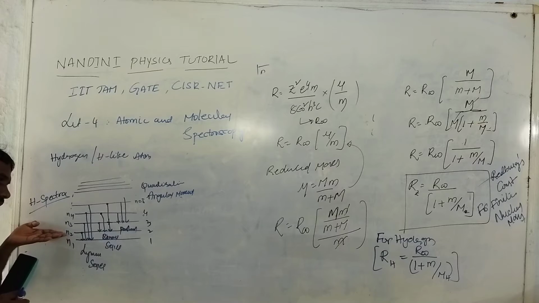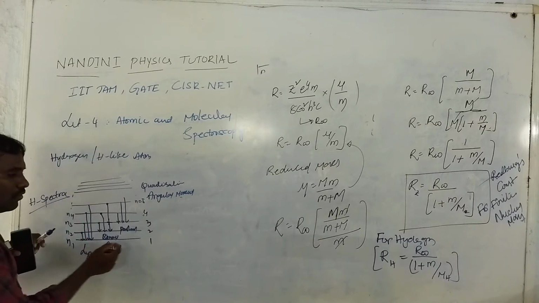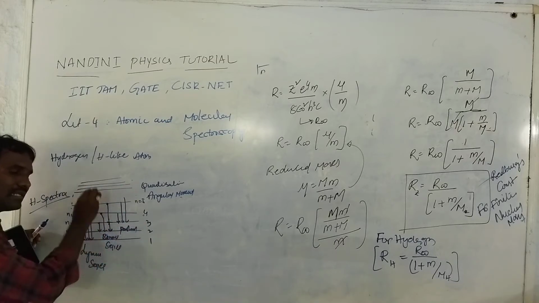Suppose these are the stationary levels. These levels are nothing but transition levels: 1, 2, 3, 4. So these are called n1, n2, n3, n4 levels. They are quantized at certain values. So 1, 2, 3, 4 represents the number of transition levels.